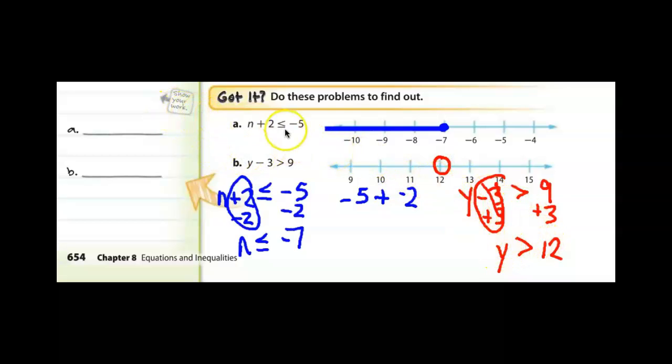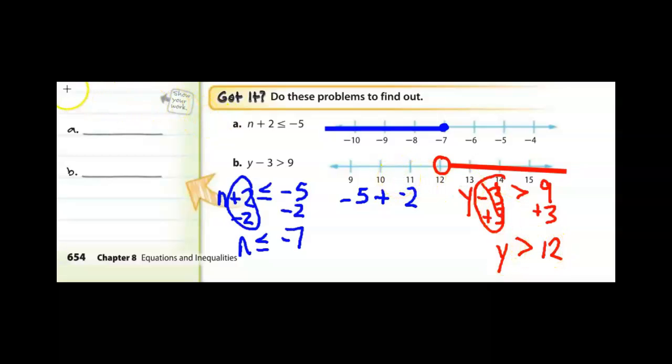So now the next question is, are we shading in the left side of the 12 or are we shading in the right side of 12? Answer that now. All right, my line's slightly askew, but everything to the right of the number 12 is going to be a possible answer, but not the number 12 because y is greater than 12.